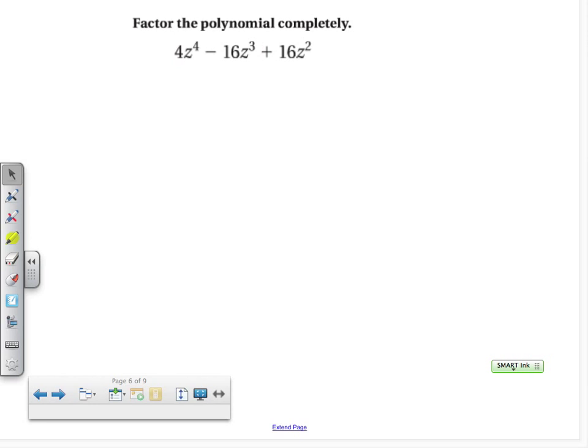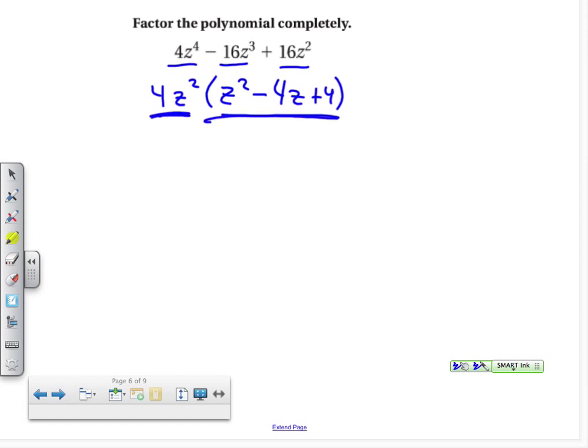Pause this one, give it a try, and then play the video. Take a look. We could have up to 4. We need to start by looking for common terms. It looks like they're multiples of 4 and have at least z squared. When we factor that out, we get z squared minus 4z plus 4. This is as low as we can get, so we should try the box and see if we can take more out.